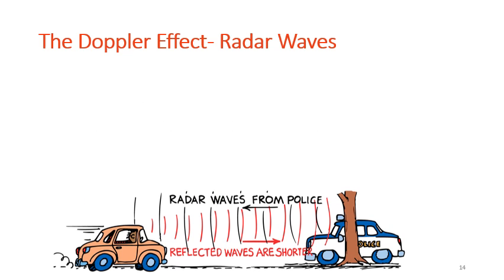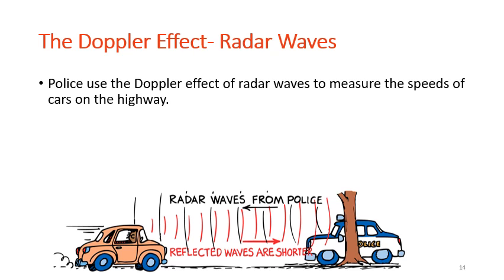Let's consider another example of the Doppler effect. Actually, this is more of an application: radar waves used in a speed gun. For example, a speed gun is usually used to measure the speed of a car, and it uses radar waves. Radar waves consist of electromagnetic waves, which travel much faster than the car.